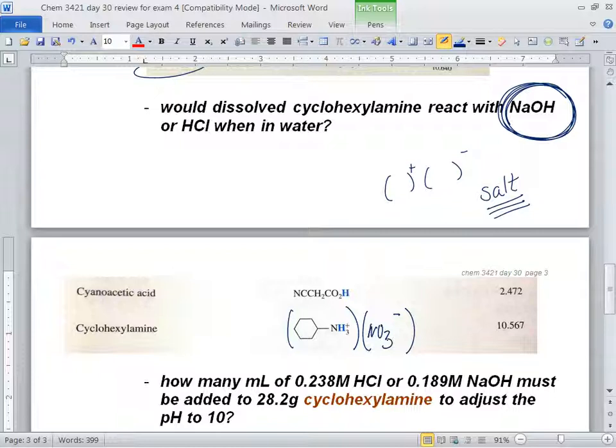Make it a salt. So okay, we didn't finish the question. So how would you name this? Cyclohexylamine nitrate. Now my answer will be NaOH. Okay. That's how I write these tests.